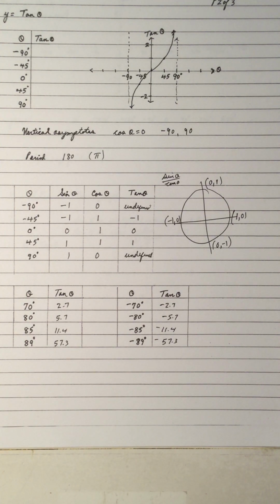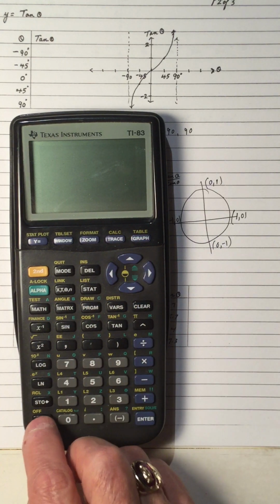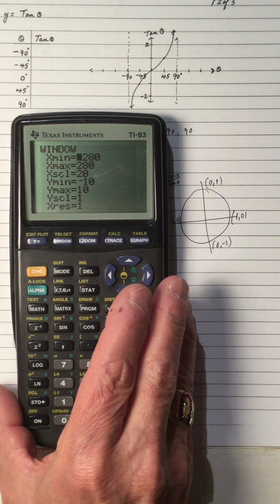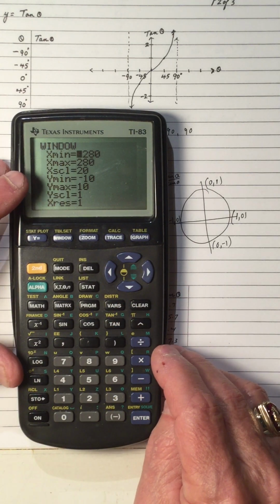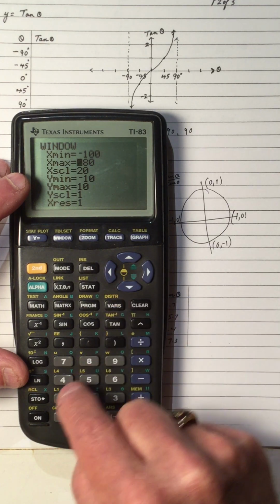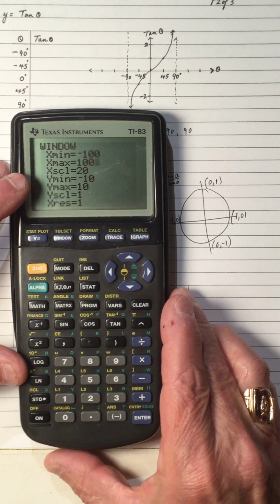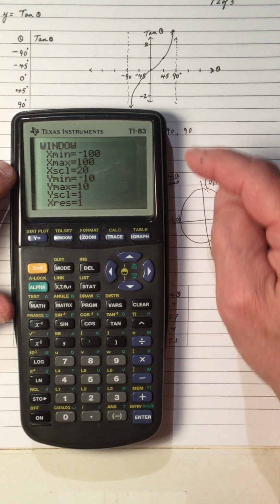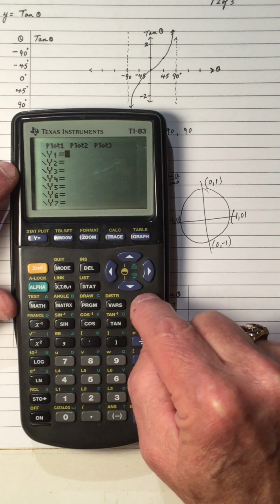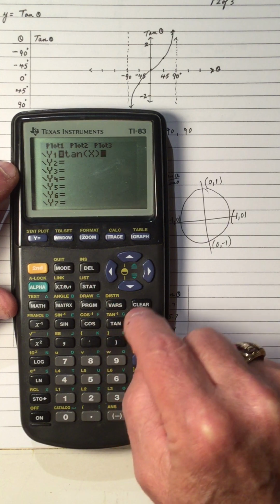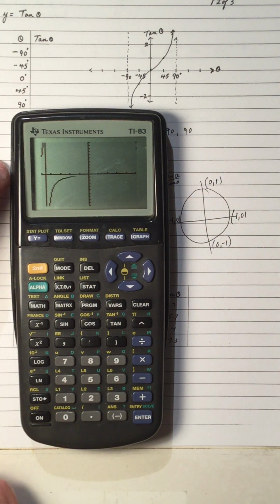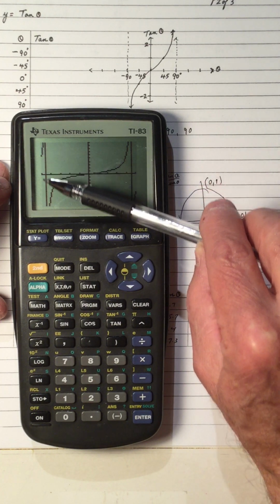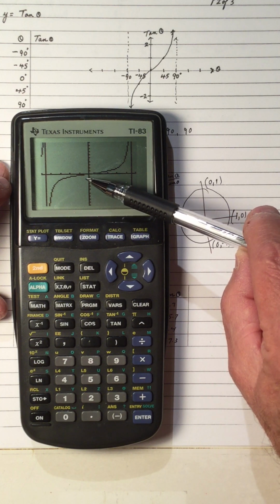And I want to show you that on the calculator. Let me call up the calculator, turn it on, and make sure I got the right information in. Let's go from negative 100 to 100. This is in degrees, and I just fit the window to be okay. And we have to do the tan of x, and let's see what happens. So my graph is very similar here. This is the vertical asymptote at 90. This is the vertical asymptote at negative 90. And you can see there's the zero right here.